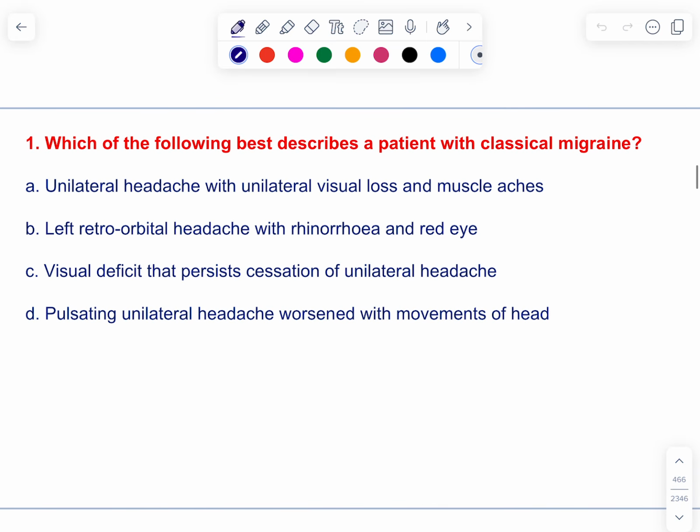So the first question is, which of the following best describes a patient with the classical migraine? So, what do you understand by this classical migraine?